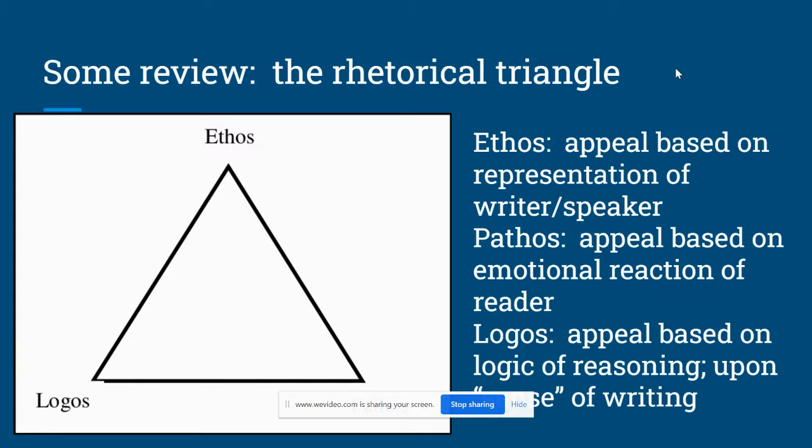This comes down to the fact that the writer has to remember that anything they write will cause an emotional reaction, and that writer then has to be able to take that into account and perhaps work with it at some times and perhaps counterbalance it at other times. Lastly, we have logos, and this looks a lot like logic, which is the word that it's most closely related to. This is our appeal based on the logic of the reasoning or the sense of the writing.